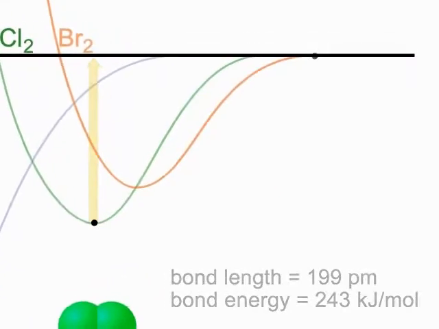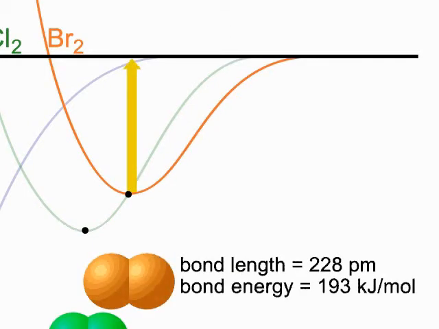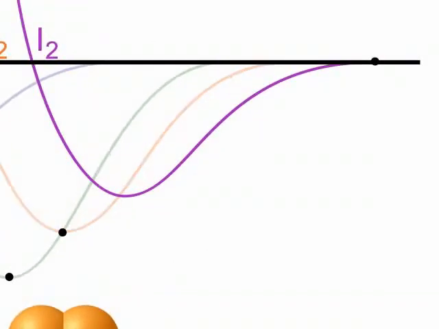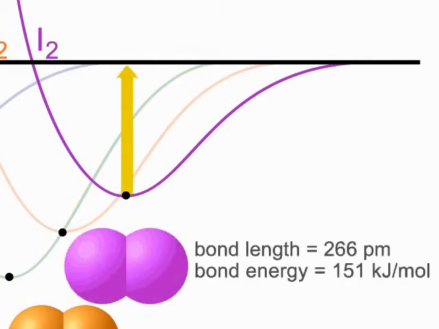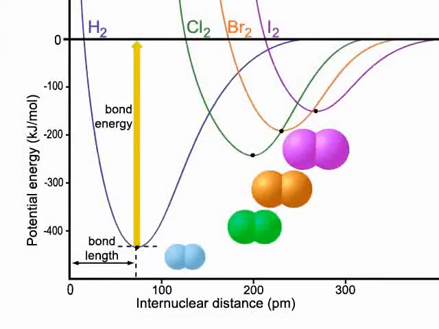Moving down group 7A, bromine is larger still, so we would expect an even greater bond length and smaller bond energy. And iodine, the largest of these halogens, continues the trend to longer, weaker bonds. Stepping back, we see that in each case, mutual attractions draw the atoms together and they form a covalent bond of specific length and energy.